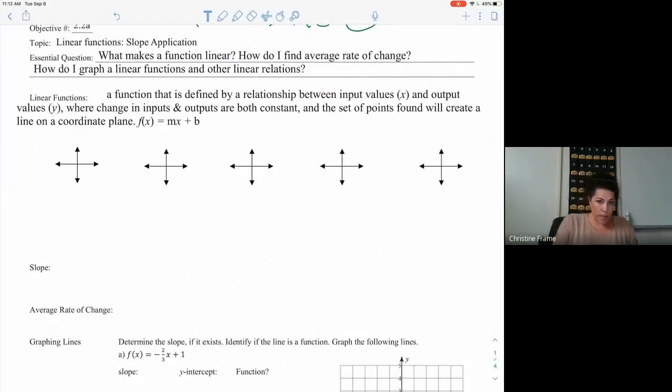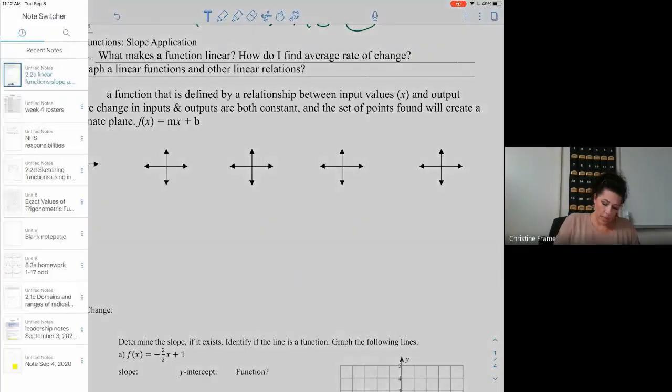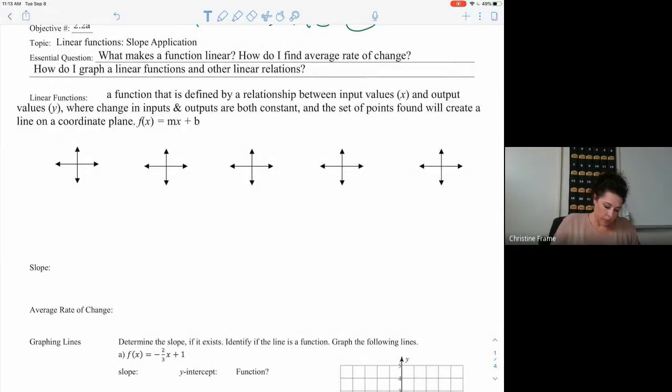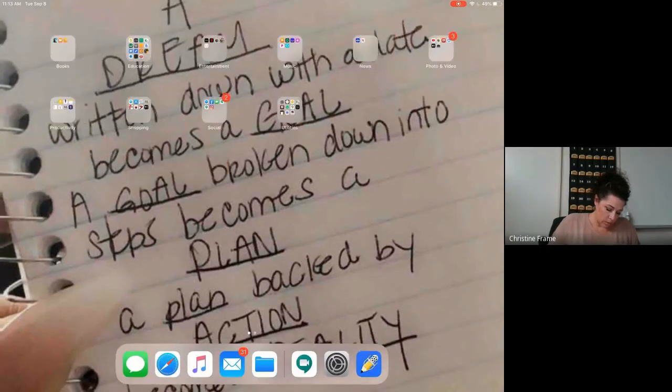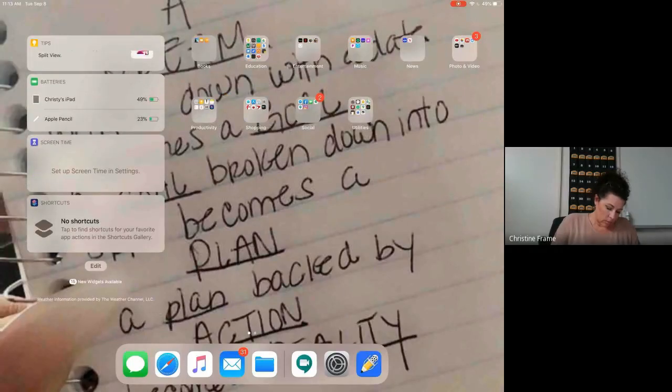Okay, guys, I'm going to check my Apple Pencil real quick just to make sure that it has enough juice. 23%. We'll probably get there.